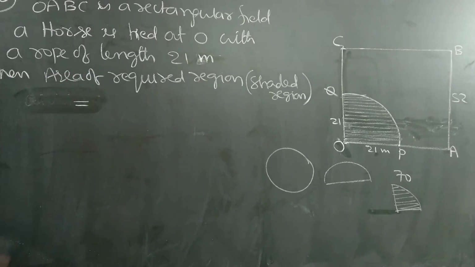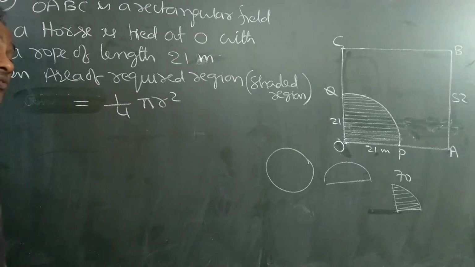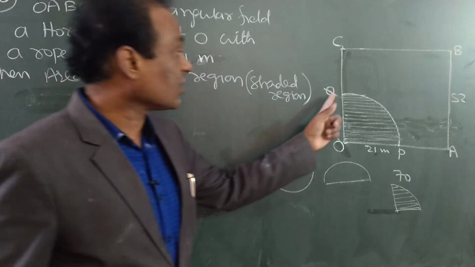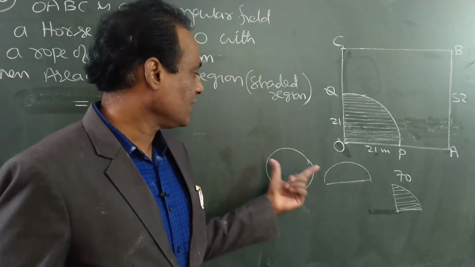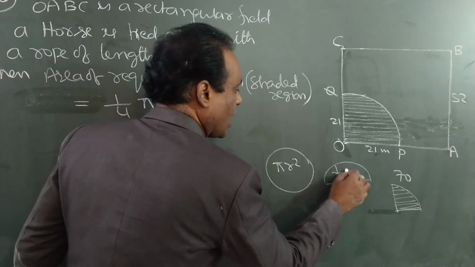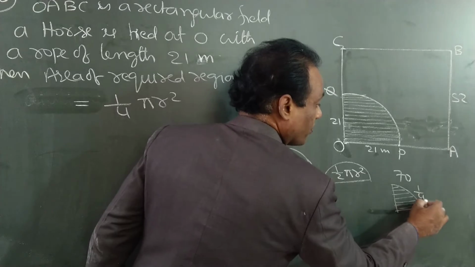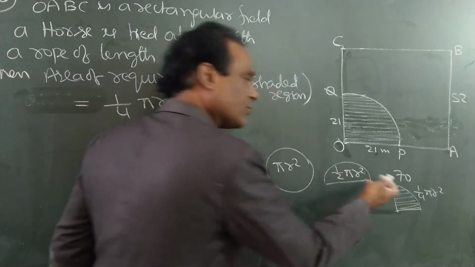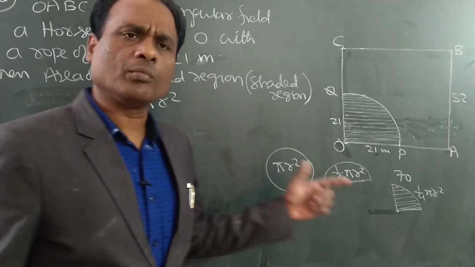Directly I will write the formula for the area. I am writing 1/4 of pi r square. Why 1/4 of pi r square? Because the shape is a quadricircle, a 1/4 circle. Circle area is pi r square. Semicircle area is half pi r square. Half of a semicircle is 1 by 4 pi r square. Sometimes we call it a half semicircle. Half semicircle or quadricircle, both are the same.